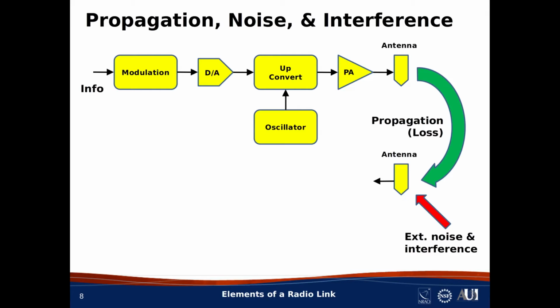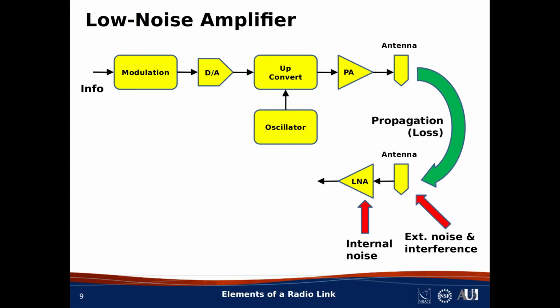So we can see right away that the receiver will need to overcome at least three problems. First, the receiver will need to apply a lot of gain in order to make up for the power that was lost in propagation. Second, this gain needs to happen without introducing too much additional noise. And third, the receiver will need to be robust to the presence of interference. The solution to the first two problems, that is gain and low noise, is called a low noise amplifier, or LNA.